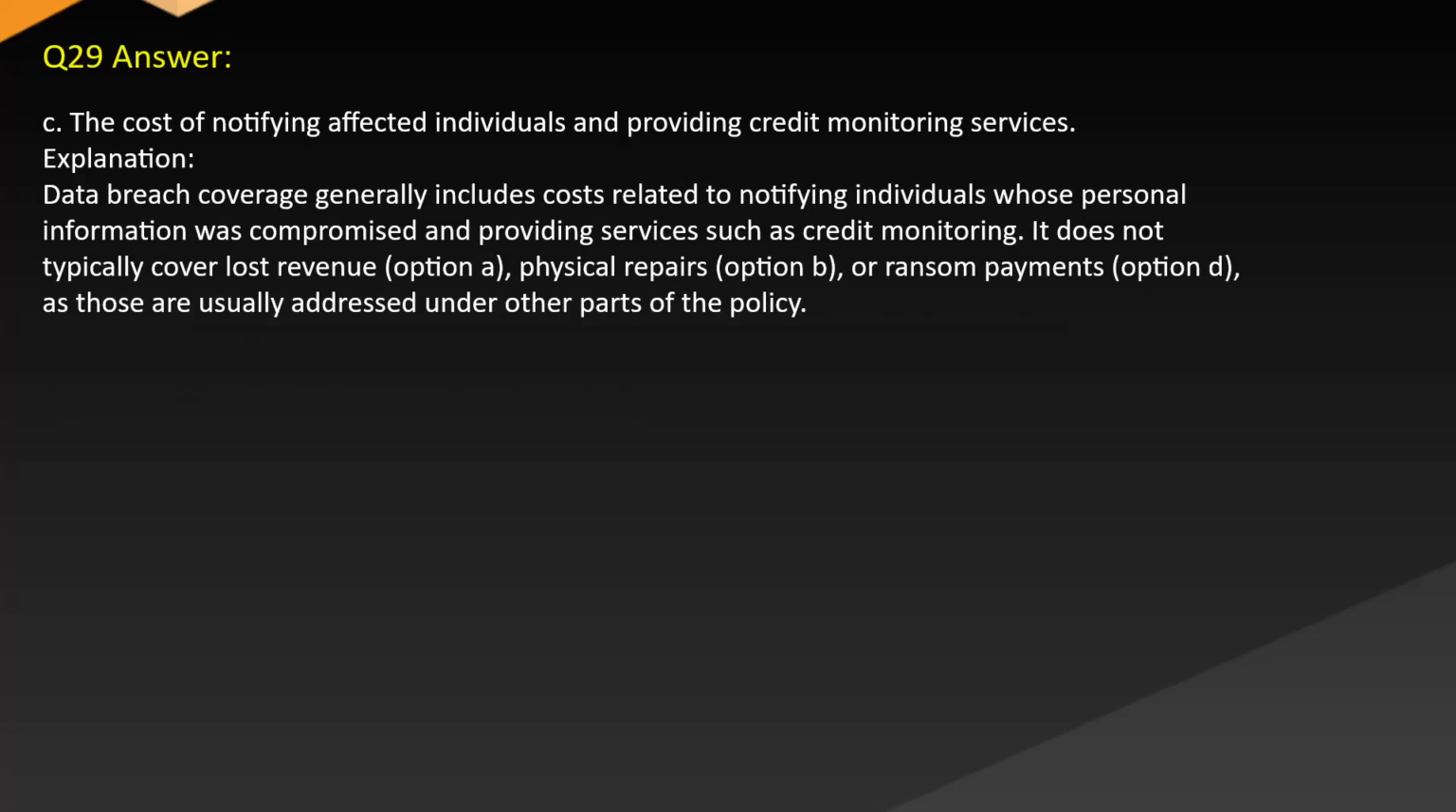Answer: C. The cost of notifying affected individuals and providing credit monitoring services. Explanation: data breach coverage generally includes costs related to notifying individuals whose personal information was compromised and providing services such as credit monitoring. It does not typically cover lost revenue, Option A, physical repairs, Option B, or ransom payments, Option D, as those are usually addressed under other parts of the policy.